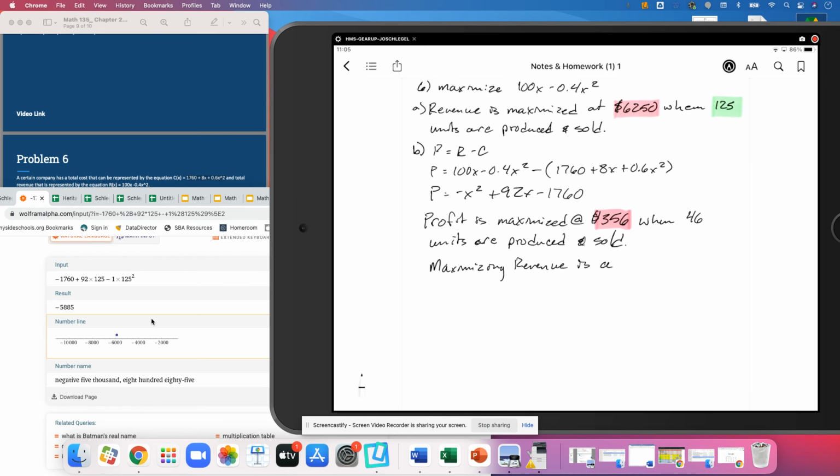So maximizing revenue is a terrible idea. Doing so makes a profit of negative $5,885. And all that does is make people sad. So everyone, remember, revenue doesn't matter. Even though that 6,250 looks appealing, it really has a negative value of 5,885, which would be bad news for everyone.